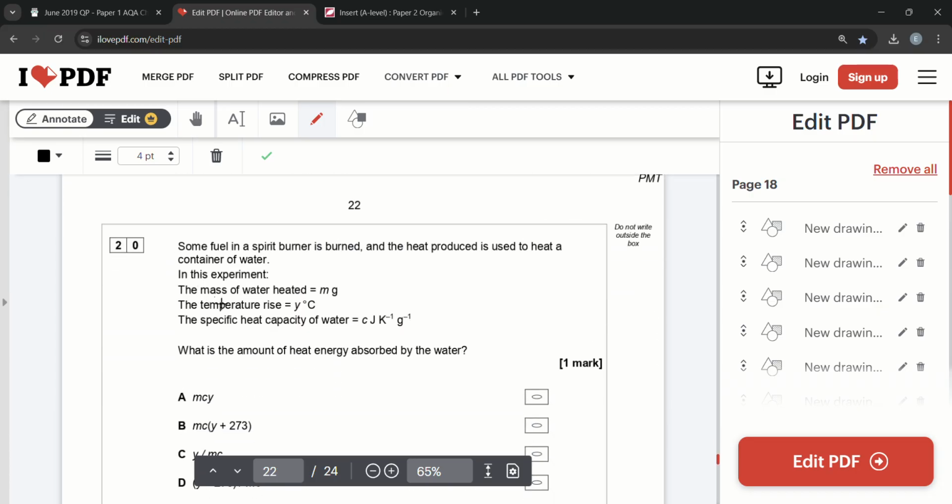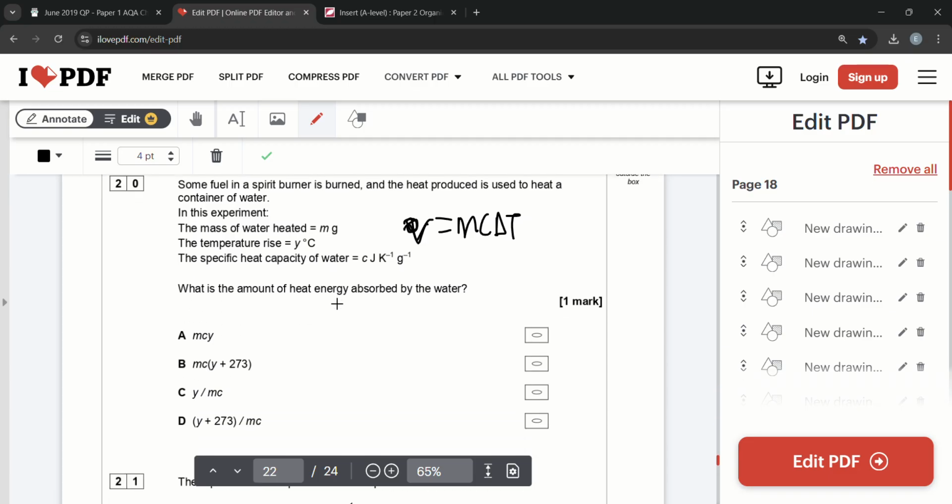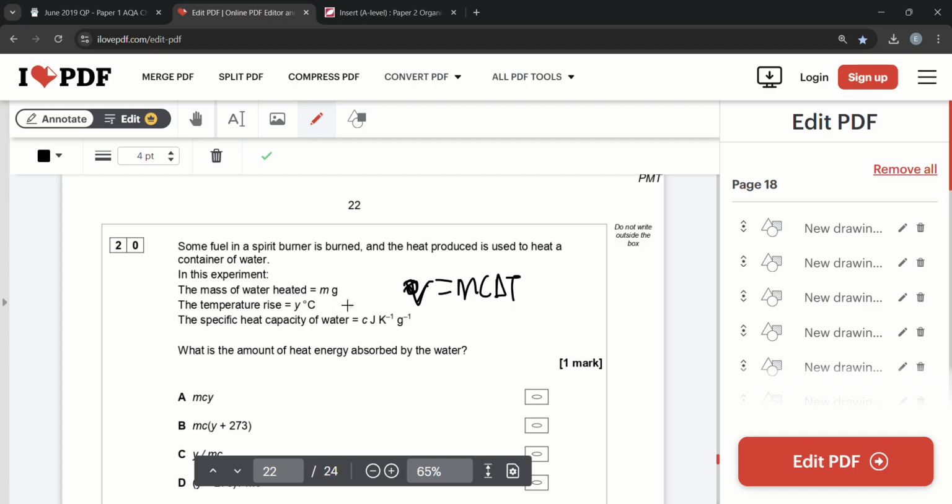Question 20. What is the amount of heat energy absorbed by the water? Well, we know Q equals mc delta T. We know the mass of water is m in grams. The temperature rise is y. So we've got Q equals mc delta T, where delta T is y. So it's mcy.